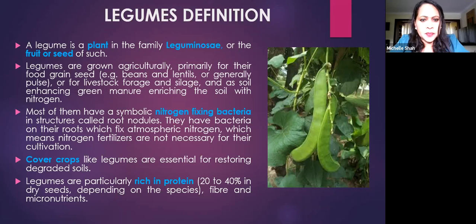Legumes usually have nitrogen-fixing bacteria, which provide nitrogen to the soil. These bacteria are formed on the root nodules. Cover crops like legumes are essential for restoring degraded soils. Legumes are particularly rich in protein, with 20 to 40% in dry seeds, depending on the species. They also contain fiber and micronutrients. So legumes are used a lot by persons on vegetarian diets, and they are very healthy crops.